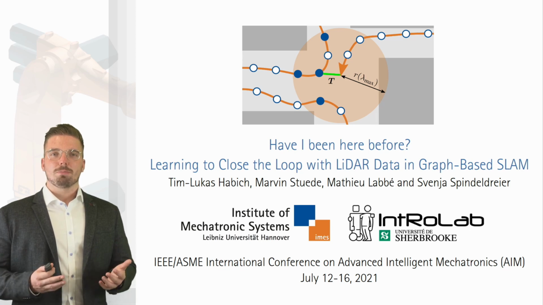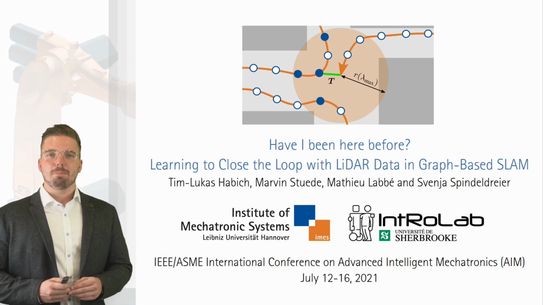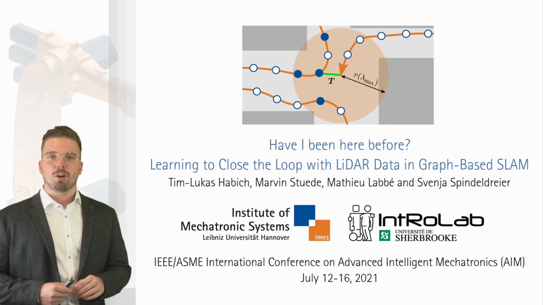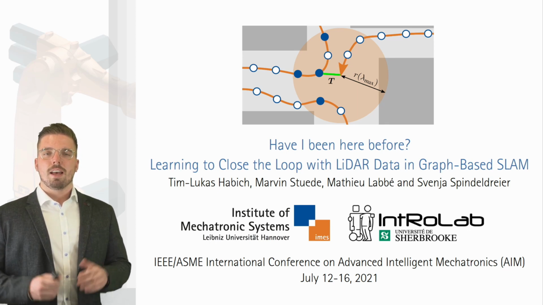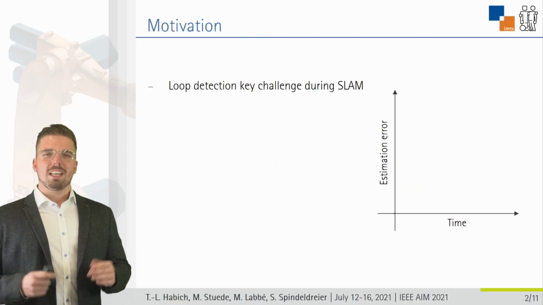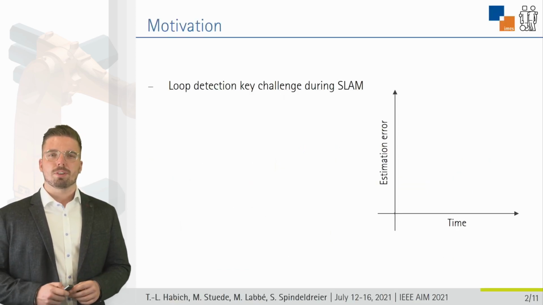Today I want to talk about loop detection and present our open source ROS package CMR LiDAR loop, which helps autonomous mobile robots to answer the following important question. Have I been here before? But first of all, why is loop detection so important?